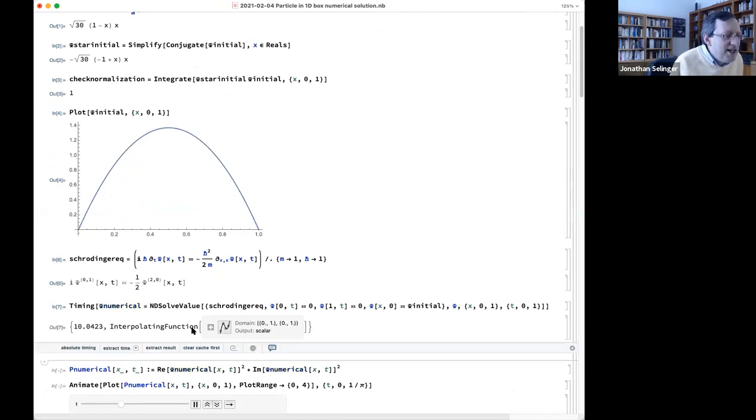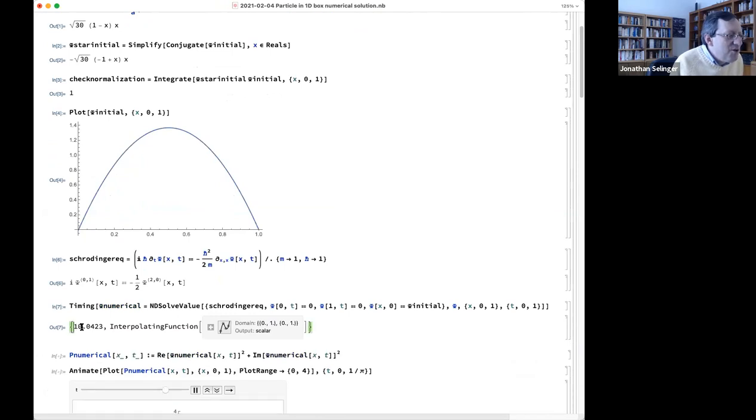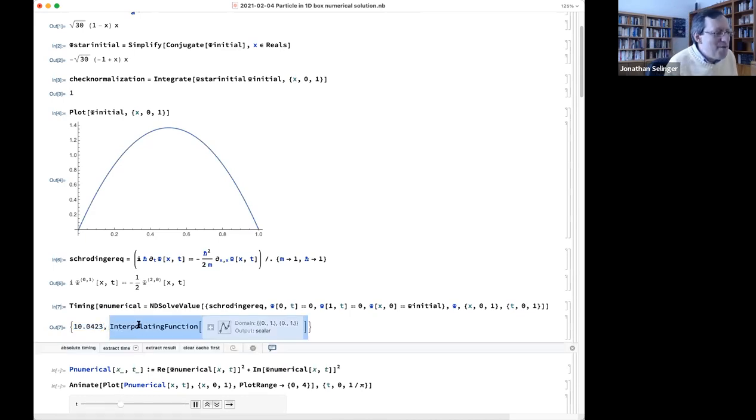Yes, it did. So here, this tells us it took 10 seconds. It took me 3 lectures to do it. It took the computer 10 seconds to do it. And the solution, here's the format for the solution. Mathematica calls it an interpolating function.